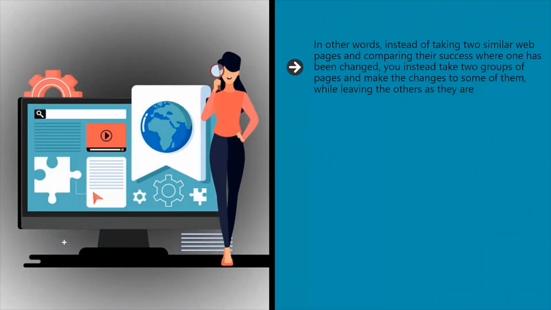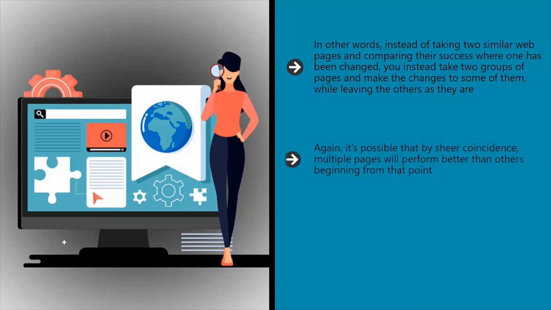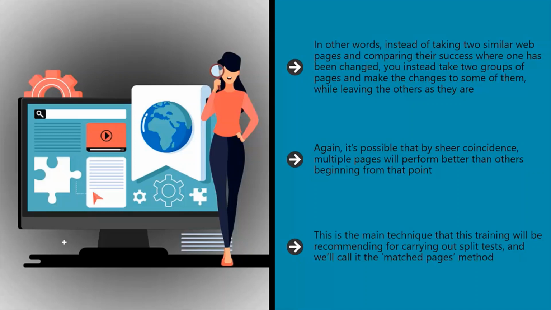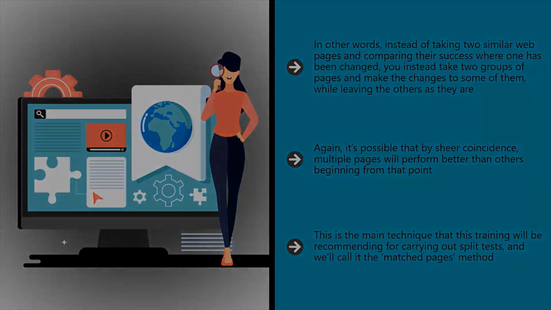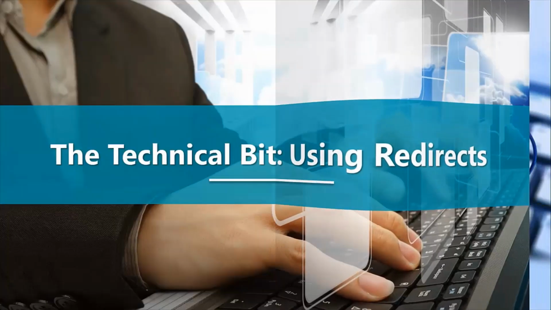In other words, instead of taking two similar web pages and comparing their success where one has been changed, you instead take two groups of pages and make the changes to some of them while leaving the others as they are. Again, it's possible that by sheer coincidence, multiple pages will perform better than others beginning from that point. But that's when you use statistical significance tests, compare the new and the old ranking positions of those in Group A to those in Group B, and then find out if the data suggests an effect. This is the main technique that this training will be recommending for carrying out split tests, and we'll call it the matched pages method.